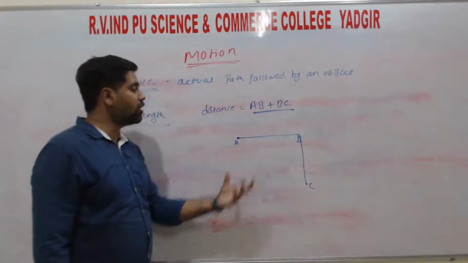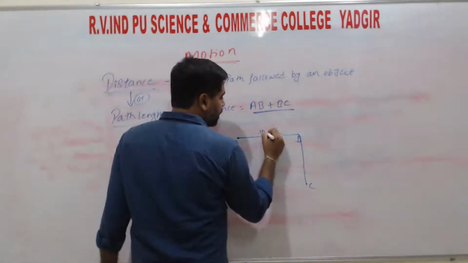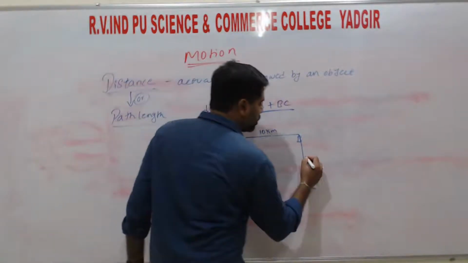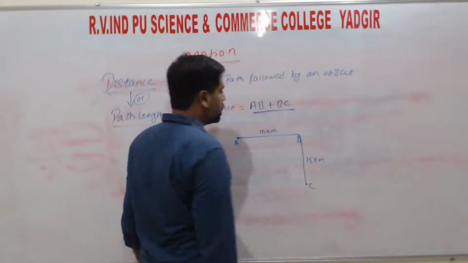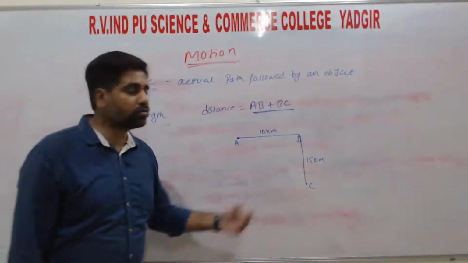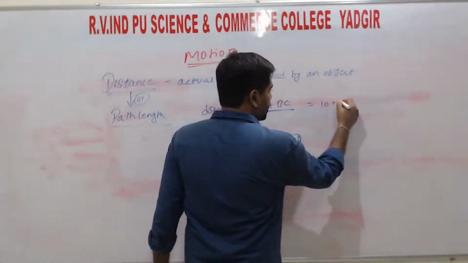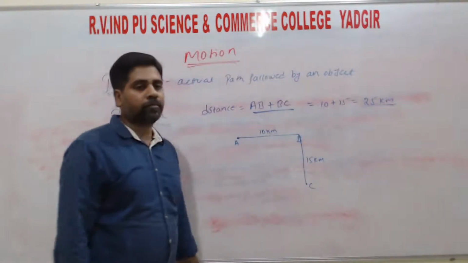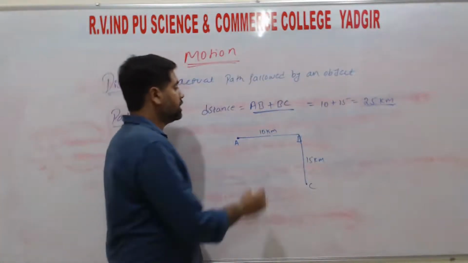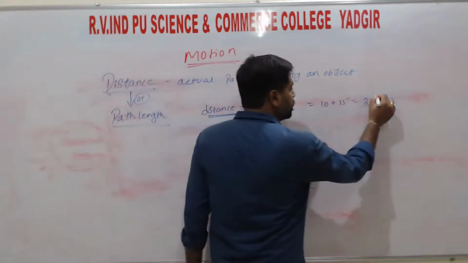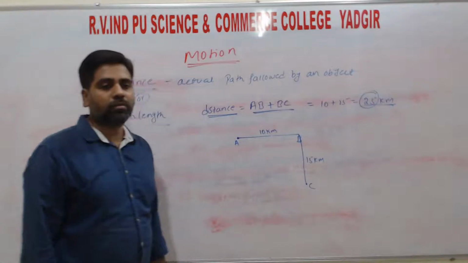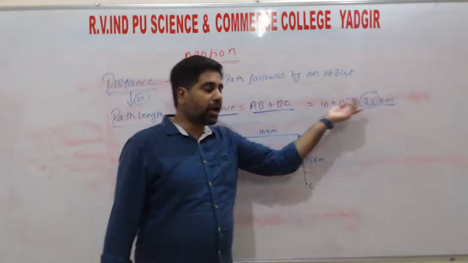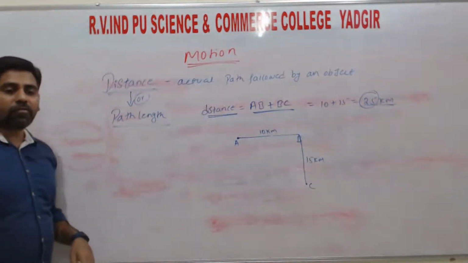So for example, here the object covers 10 kilometers from A to B, then from B to C it covers 15 kilometers. The total distance covered by the object from A to C is how much? That is 10 plus 15, equal to 25 kilometers, right? So if you observe here, this distance has only a numerical value, magnitude, along with the unit. So hence distance is a scalar quantity, right?